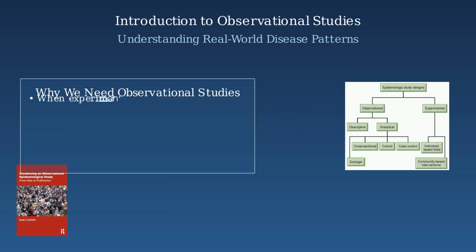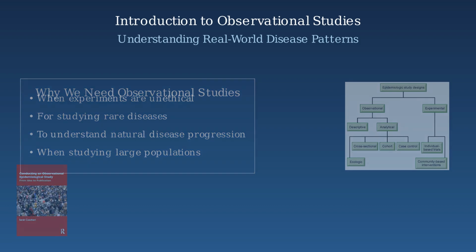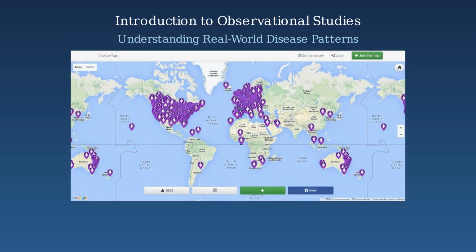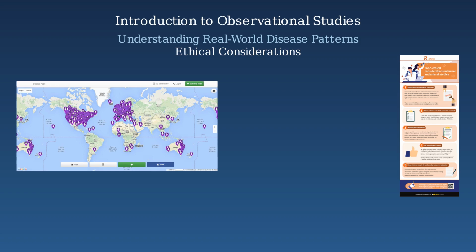Observational studies are crucial when experimental studies would be unethical, impractical, or impossible to conduct. They help us understand real-world disease patterns, risk factors, and public health interventions. Observational studies enable global health surveillance, helping researchers track disease patterns across populations and regions without disrupting natural processes. Even though observational studies don't involve interventions, they still require careful ethical considerations, including proper approval, informed consent, and data privacy.